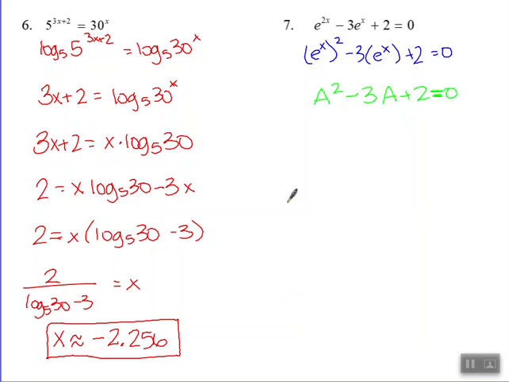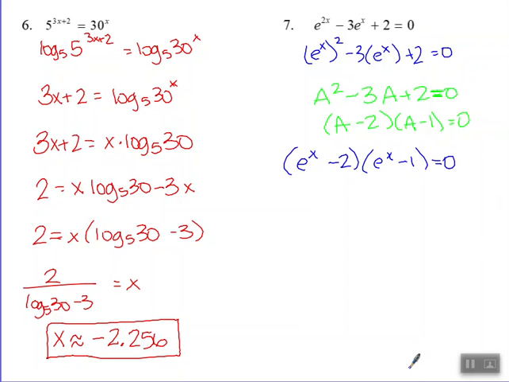So I need to factor. If you need to write out this quadratic in green to help you, that's fine. If you don't need to, that is also fine. This quadratic would be factored like this. So in terms of this blue equation that we have, e to the x minus 2 times e to the x minus 1 equals 0. So then, just like with a regular quadratic, we have e to the x minus 2 equals 0, e to the x minus 1 equals 0.